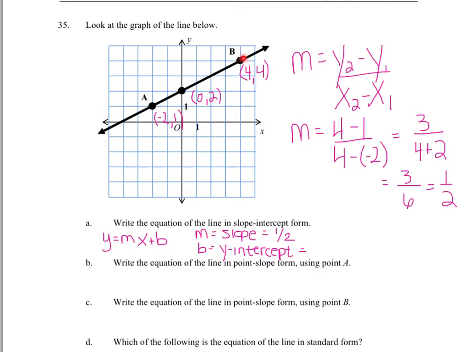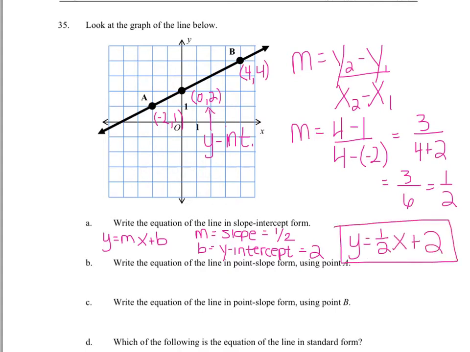Next, I need to figure out the y-intercept. The y-intercept is where it crosses the y-axis, so that's going to be this point right here, when x is 0. This is my y-intercept, that's my b, and it's going to be equal to 2. So if I put m and b into my equation, I'm going to get y equals 1/2 x plus 2. And that is my equation in slope-intercept form.